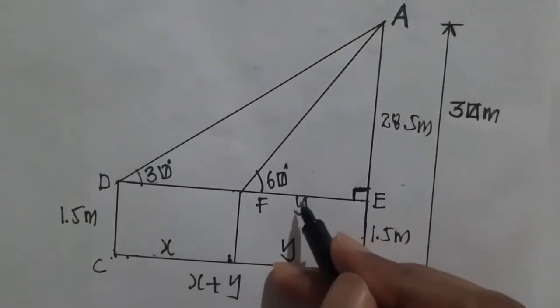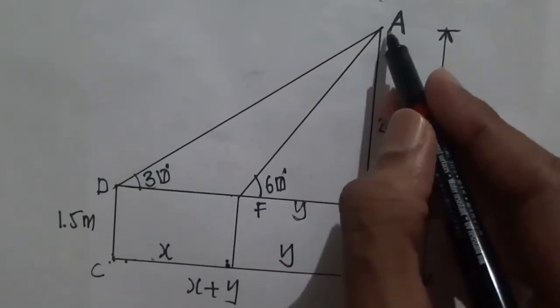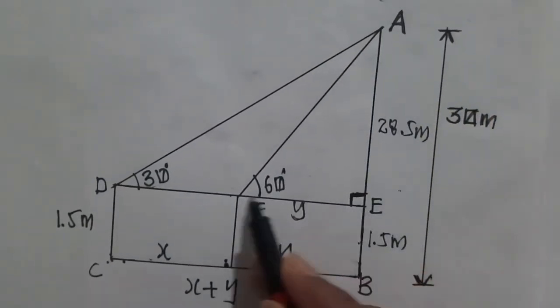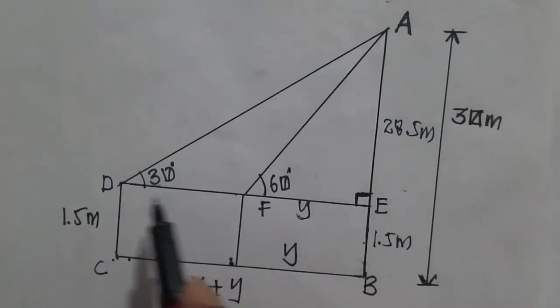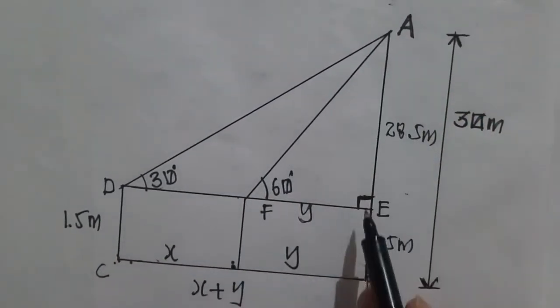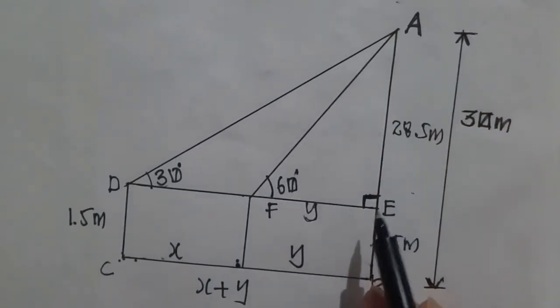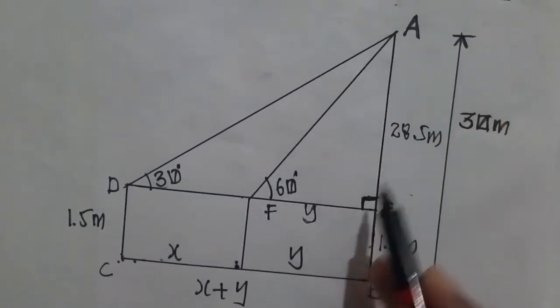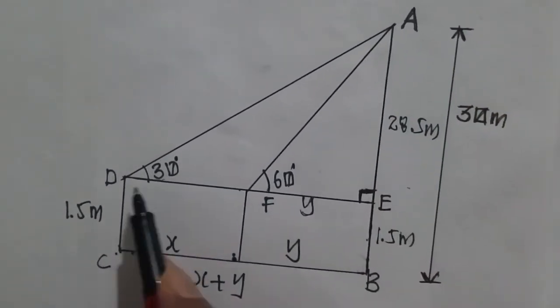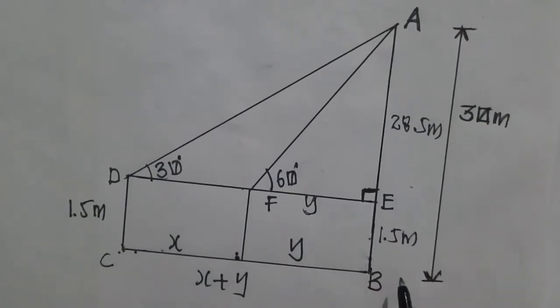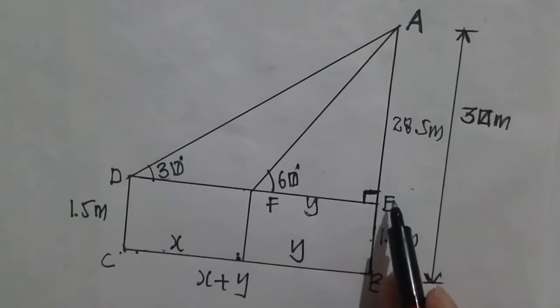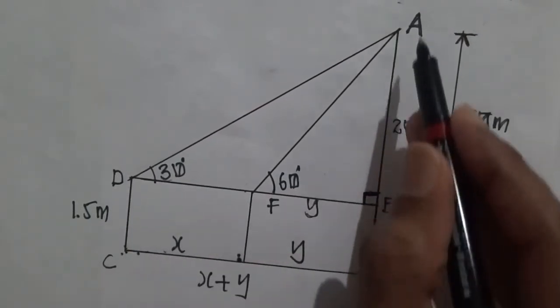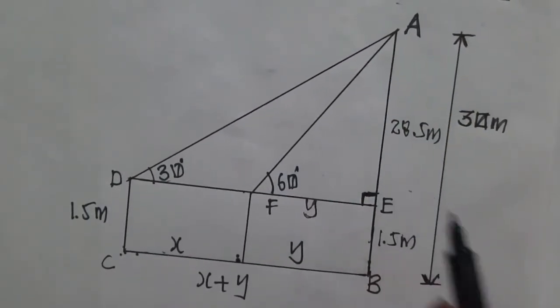Just now we found the y value by taking right angle triangle AEF. Now we'll take the right angle triangle AED, right angle at E. Now AE is equal to 28.5 and ED is equal to BC, which is equal to x plus y. So x plus y and 28.5 are the values.